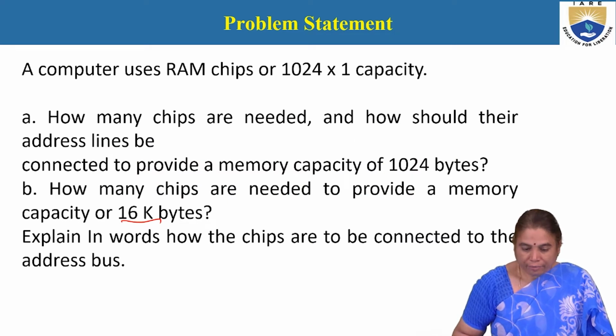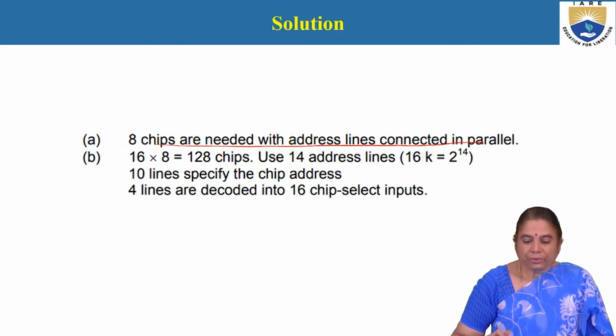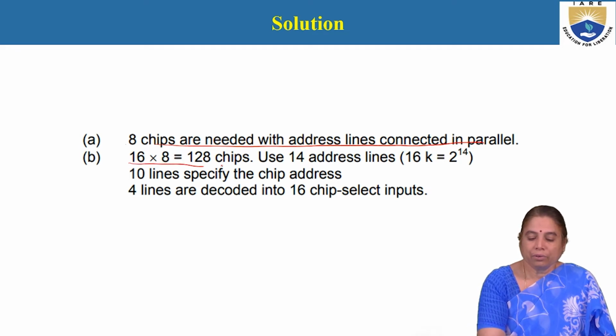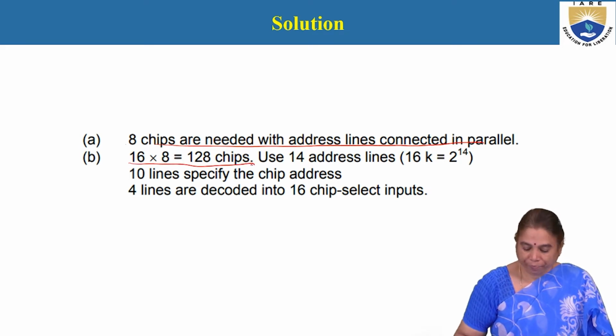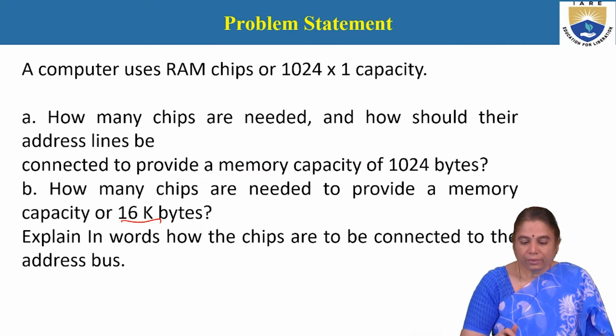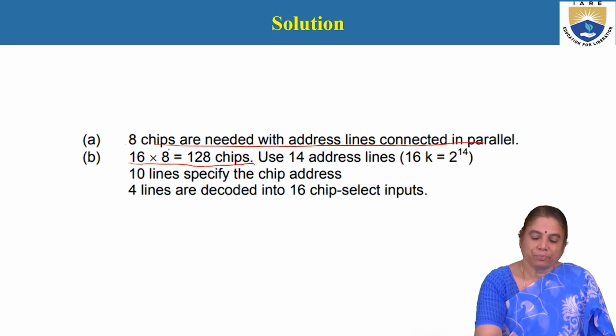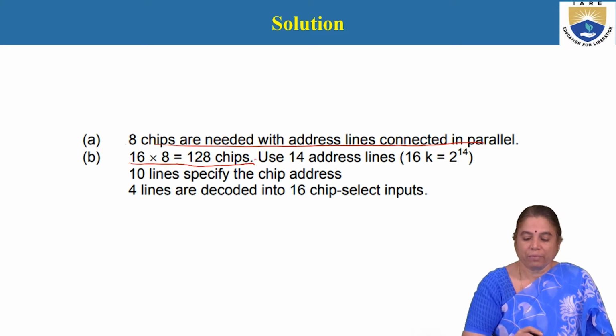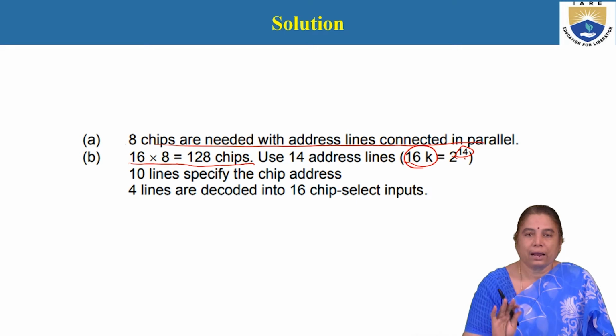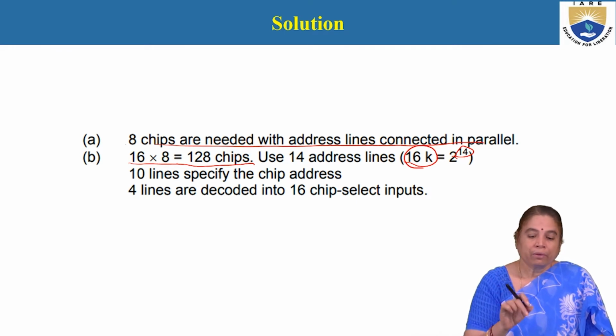And here, for 16K bytes of memory capacity, 8 chips have to be used for each 1024 bytes. So 16 into 8, that is 128 chips. Use 14 address lines to address the 16K, as 2 power 14 is 16K. So 14 address lines are required for this memory.